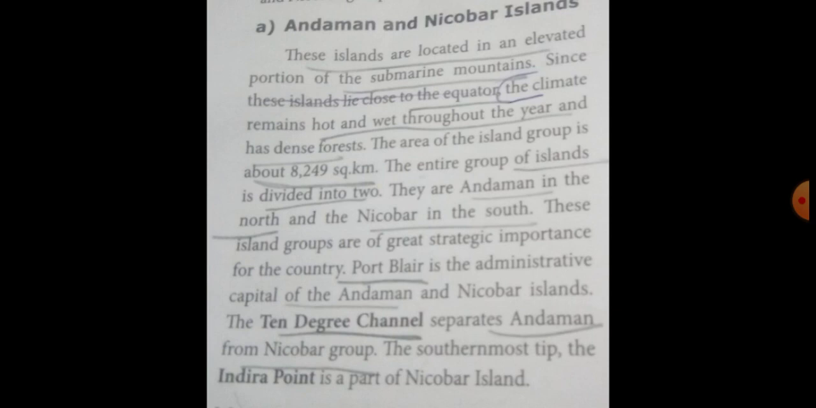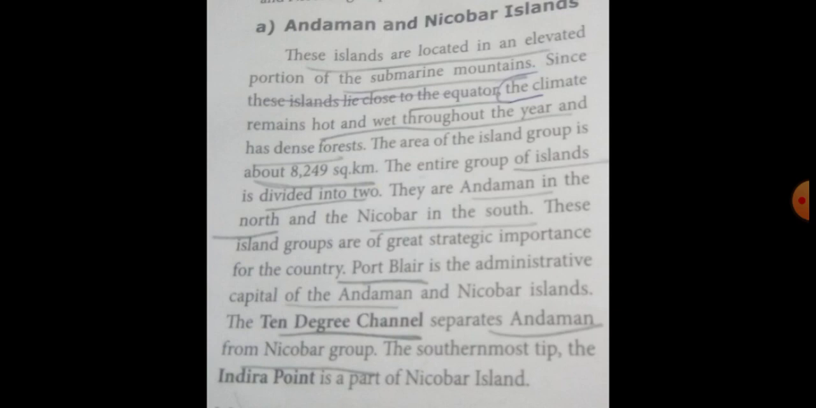Now listen, students. The first division is the Andaman and Nicobar Islands. They are located on an elevated portion of the submarine mountains. The climate of these islands is hot and wet throughout the year. This island has dense forest.